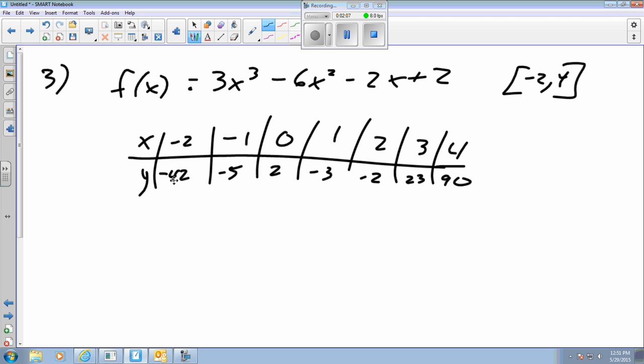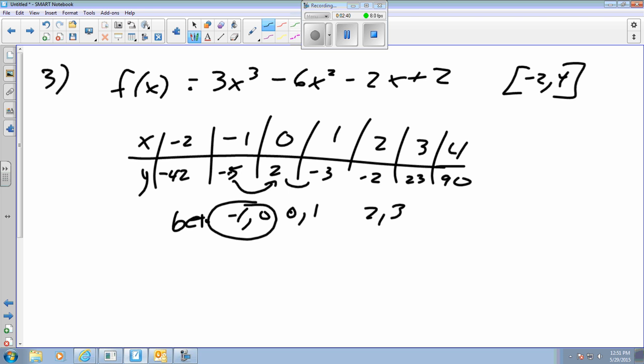So I know that when I go from negative to a positive number in here, that I'm going through 0. So I know between negative 1 and 0, I'm going through the x-axis. So it's not a point, it's between those things, between negative 1 and 0. And between 0 and 1, I'm going back through because I'm going from a positive to a negative. So from 0 to 1, I'm also going through the x-axis. Then again between 2 and 3 because that goes from negative to positive. So we have 3 places where it's going through the x-axis.